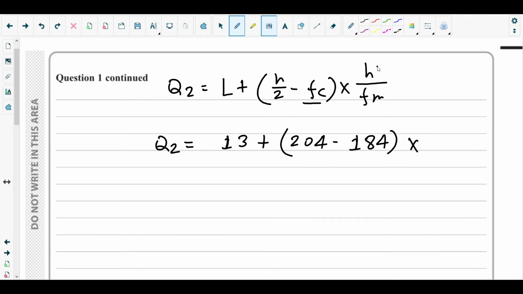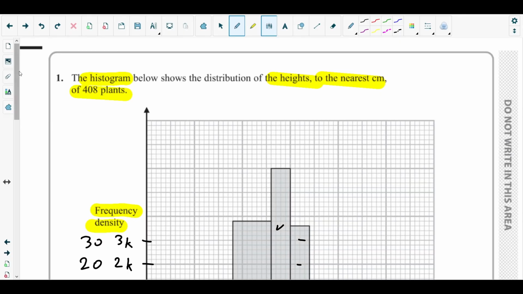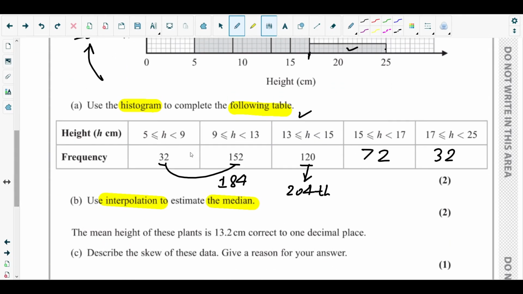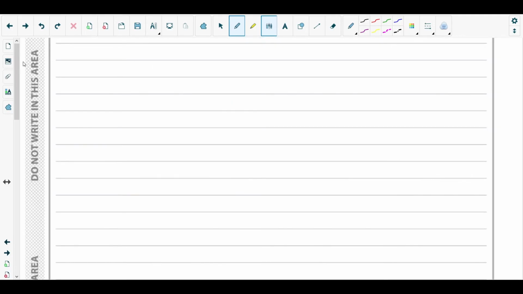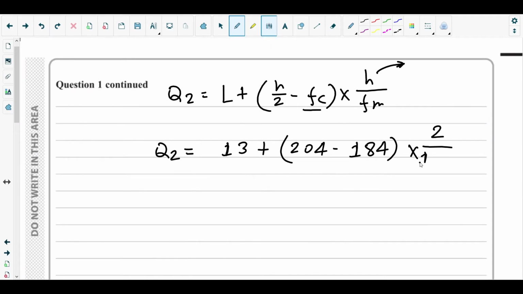Times h over fm. The h is the class width. Class width is 13 to 15, which is 2, over fm. fm is the frequency of the median class, which is 120. So let's figure out the value for Q2. 204 minus 184 times 2 over 120 gives 1/3, plus 13. This is 13.33, or in exact form, 40 over 3.